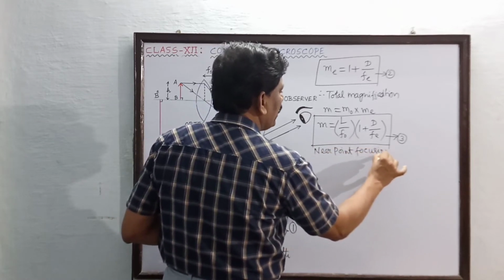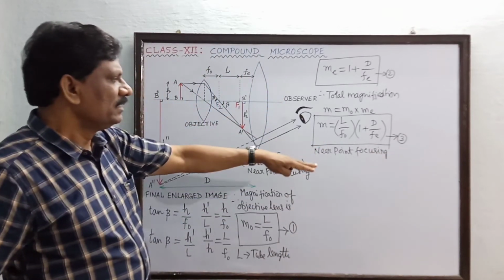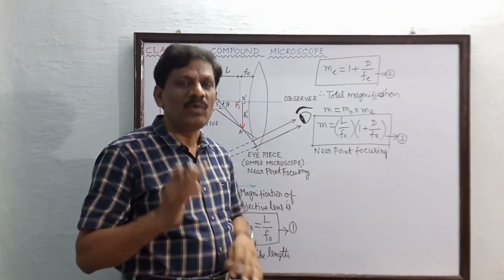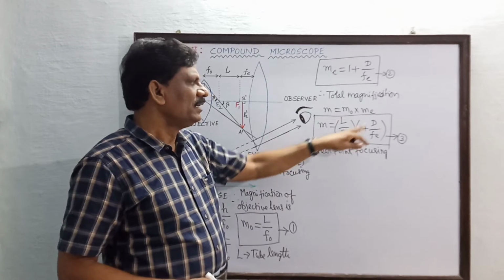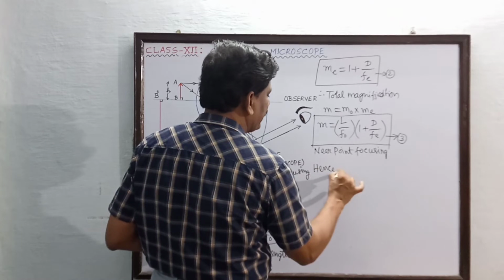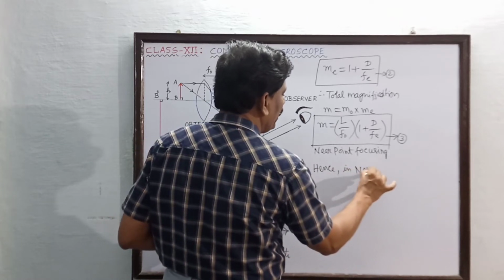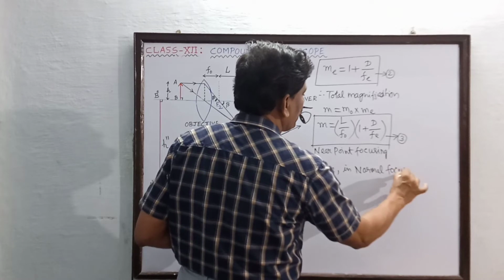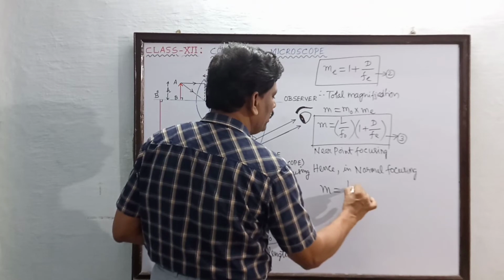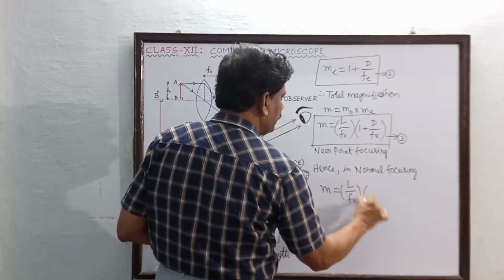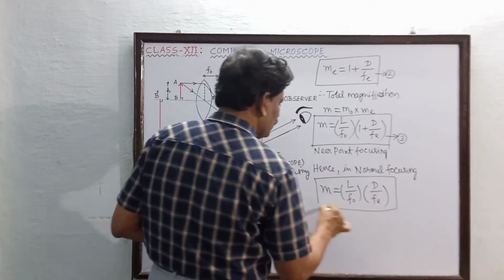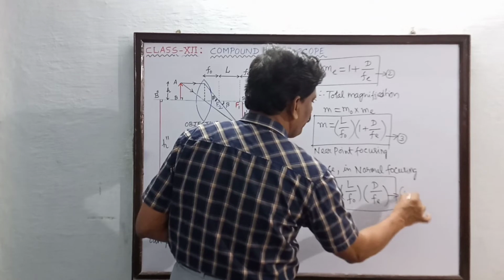So near point focusing is 1 plus d by F e. For normal focusing, what should have been the expression for M E then? It is just d by F e, is it not? Hence, in normal focusing, what is the expression for M? The total magnification is equal to L by F o into d by F e. So this is equation number 4.